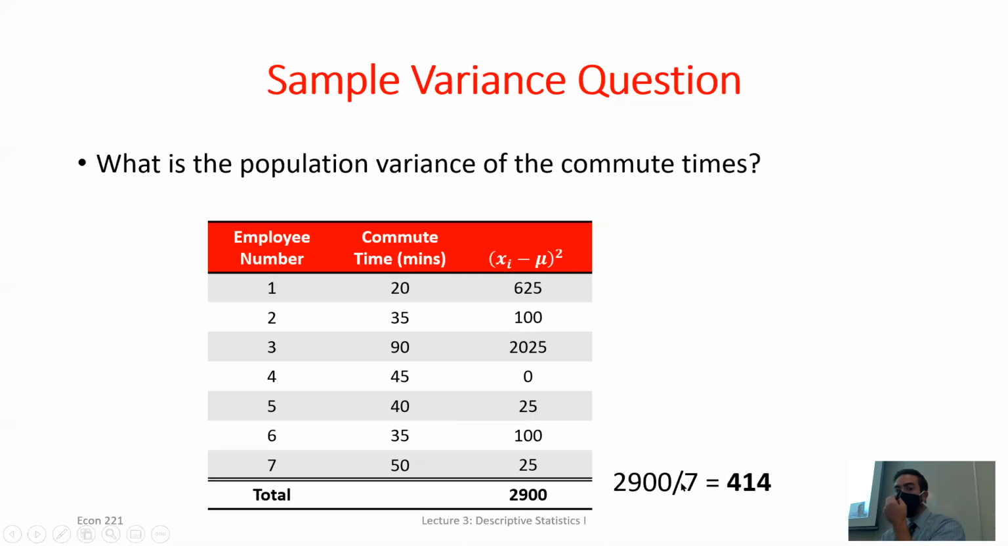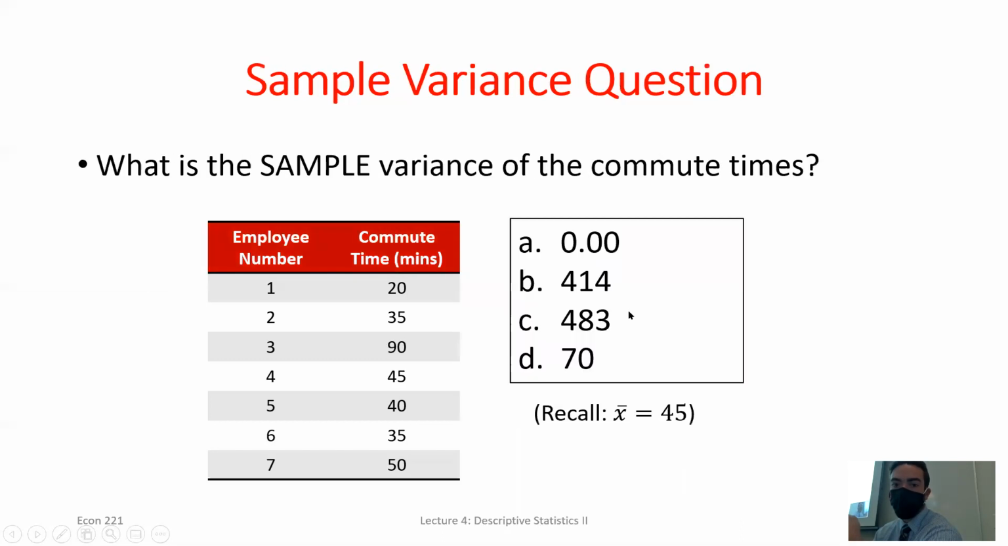So when I divide by 6 instead of 7, what's going to happen to this value? Divide by a smaller number, it's going to go up, right? So I know that when I calculate this sample variance, because I did this work already, it has to be greater than 414. So if I look at these possible answers, I don't even have to calculate this out. It has to be 483. It's the only option here that's greater than the 414 I calculated previously.